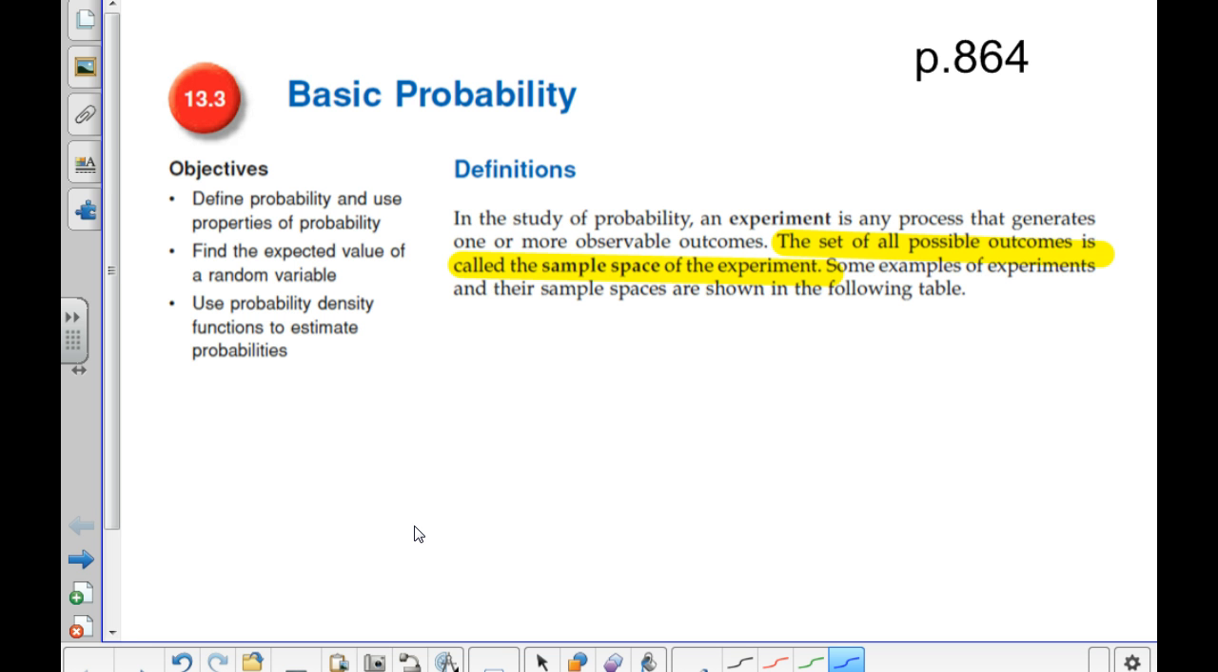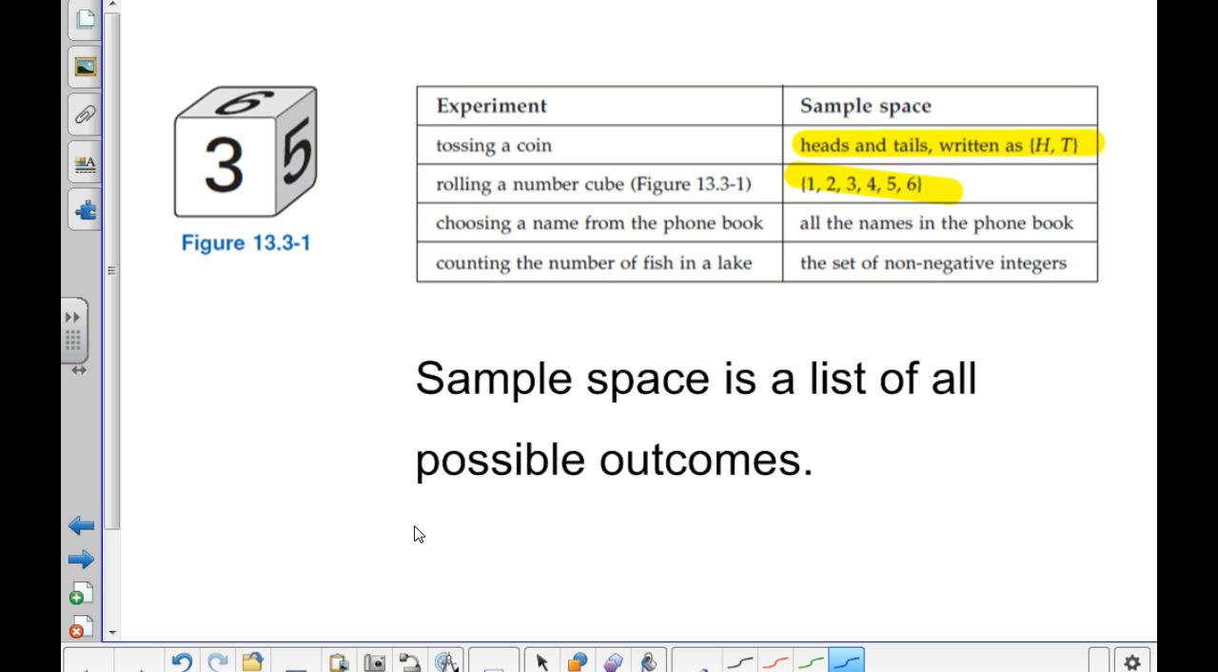The set of all possible outcomes is called a sample space. We've talked about that from one of the packets last week. So for example, if you're flipping a coin, the sample space is heads or tails. If you're rolling a die, the sample space is 1, 2, 3, 4, 5, 6. You have to list all of the choices, okay? It is simply a list.